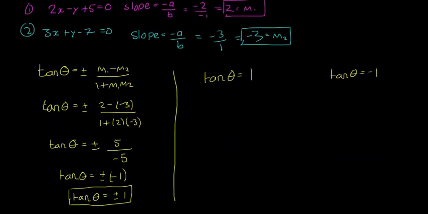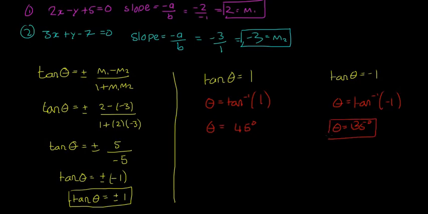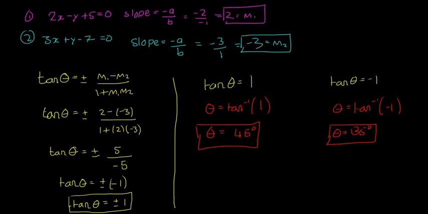I guess I'll change color just to mix it up. So in this case then, theta is equal to the inverse tan of 1, and here we have theta is equal to the inverse tan of minus 1. So that means in this case, theta is going to be 45 degrees, and in this case, theta is equal to 135 degrees. So those are our two angles. We have our obtuse and our acute, or else our big and small angle. So hopefully that makes sense.